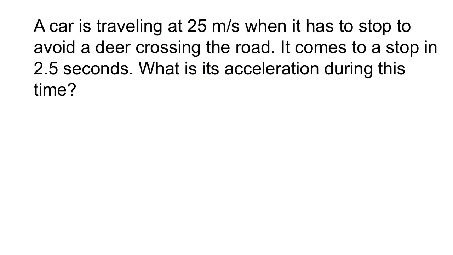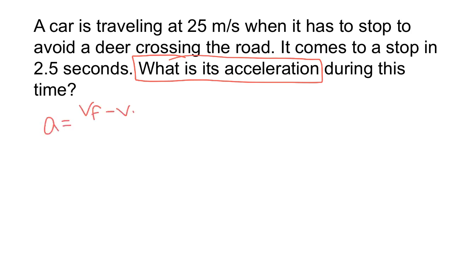So let's take a look at this problem. A car is traveling at 25 meters per second. When it has to stop to avoid a deer crossing the road, it comes to a stop in 2.5 seconds. And what is its acceleration during this time? So first thing we do in every problem is we look for what we're trying to find, and we are trying to find the acceleration during this time. So we're going to start off our problem writing out a equals vf minus vi divided by t. And we know that we're going to have to find vf, vi, and t. So let's go looking for that information now.